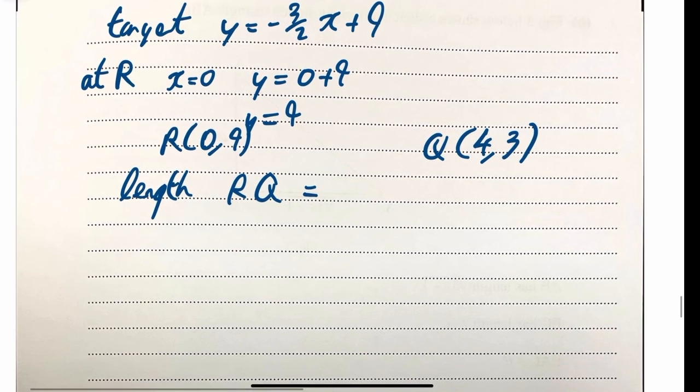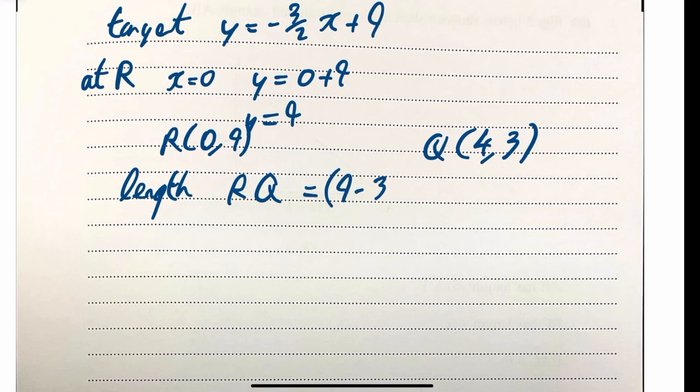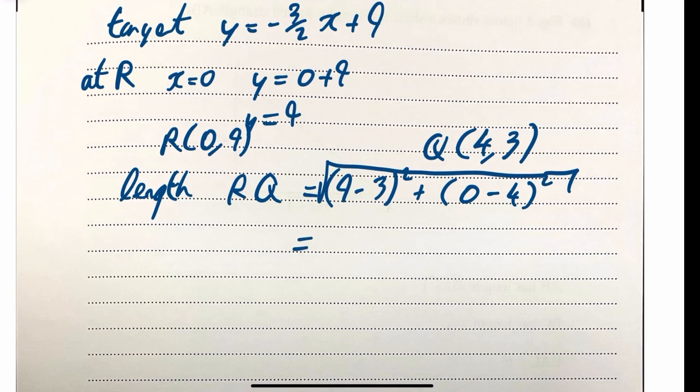Your length then is a y difference. So I'm going to go for 9 minus 3 squared plus the x difference, so 0 minus 4 squared, and then square root of all that. So that's going to be 9 minus 3 is 6, 6 squared is 36, and then 4 squared is going to be 16, so that is going to be root of 52.